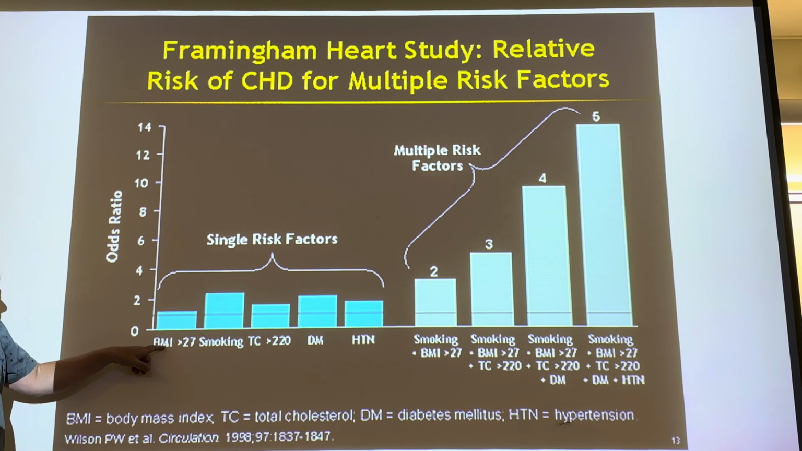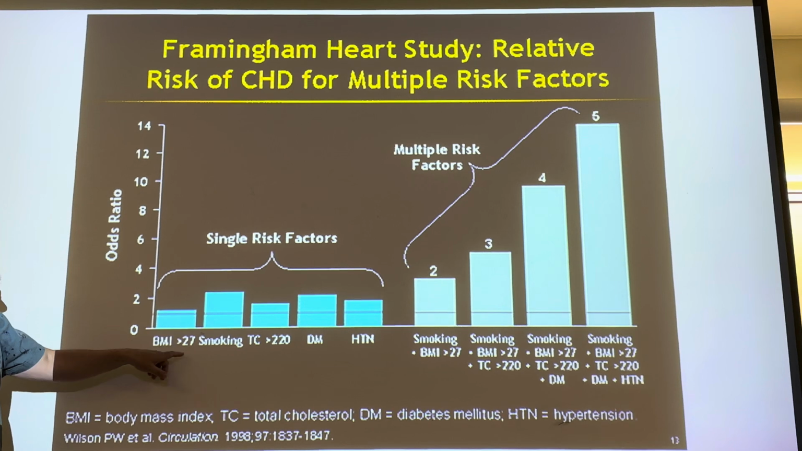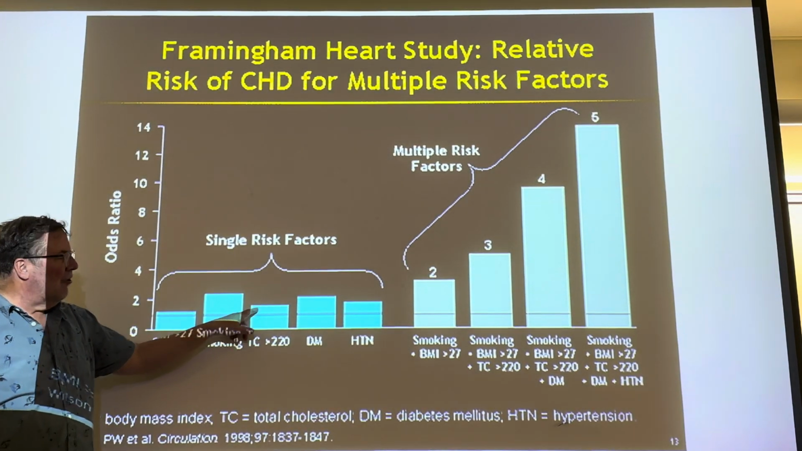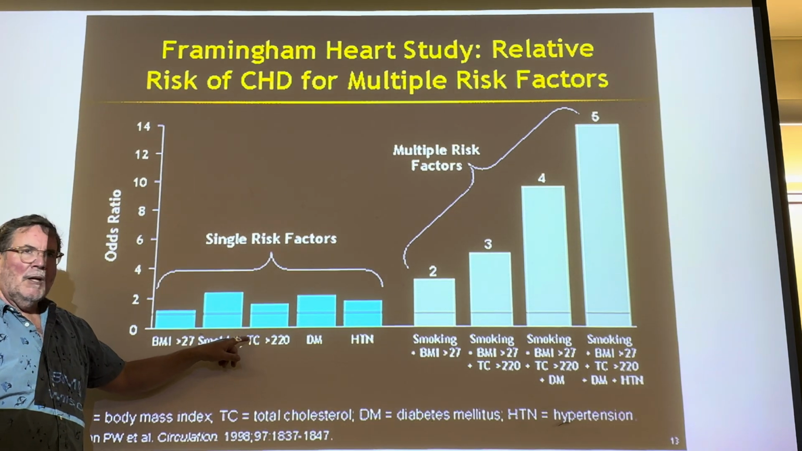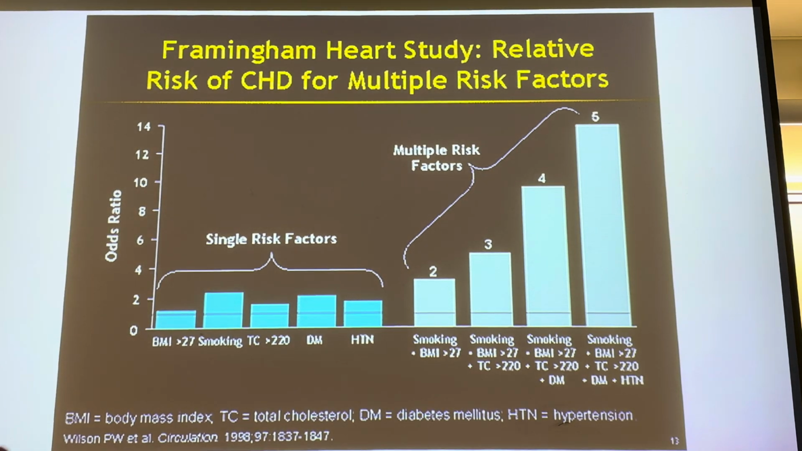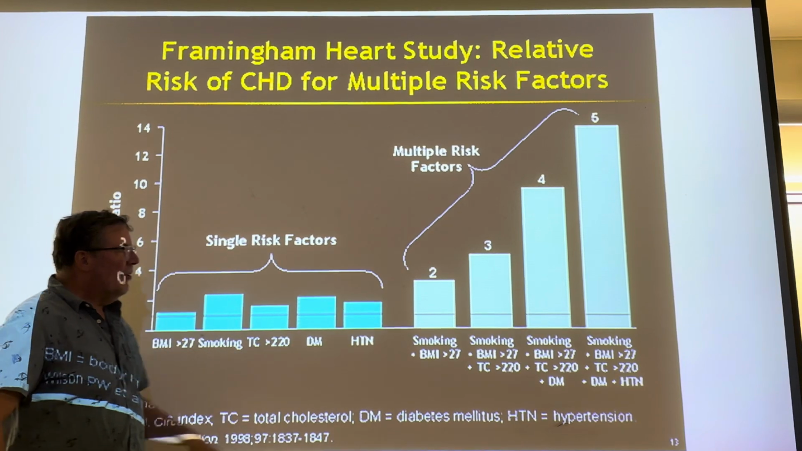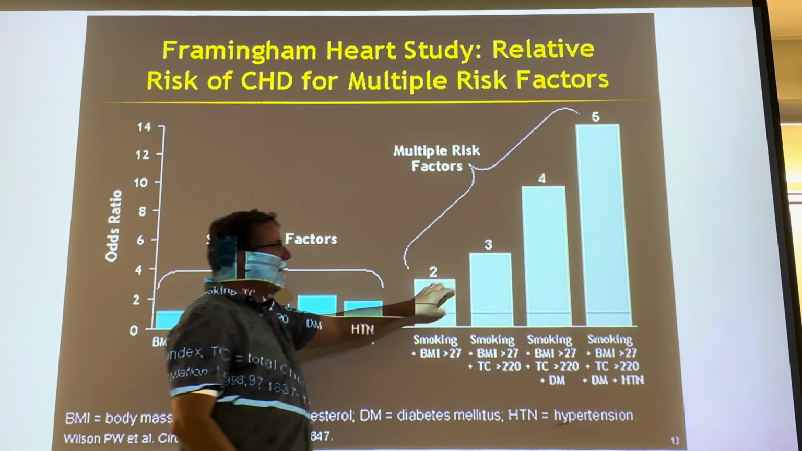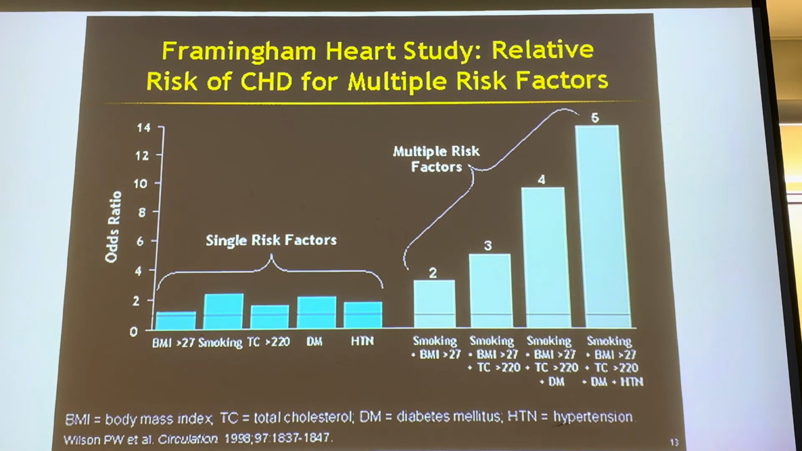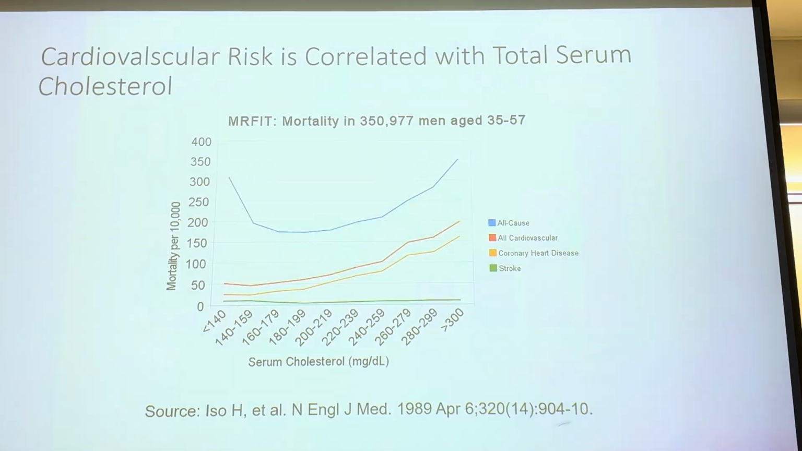And what are some of those risk factors? BMI greater than 27, so if you're overweight. If you're smoking. If your total cholesterol, all the cholesterol, was greater than 220 milligrams per deciliter, which is the one related to this discussion. If you have diabetes, if you have high blood pressure, hypertension. And then if you start combining these, it compounds upon itself.